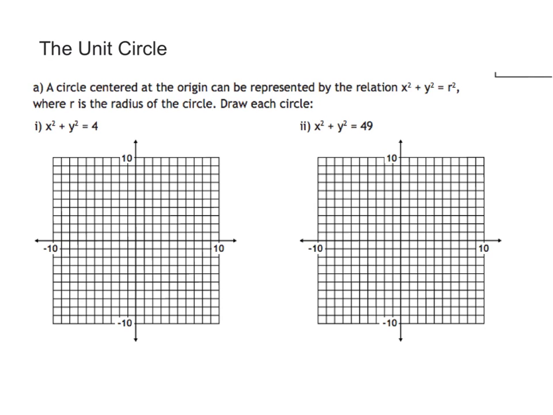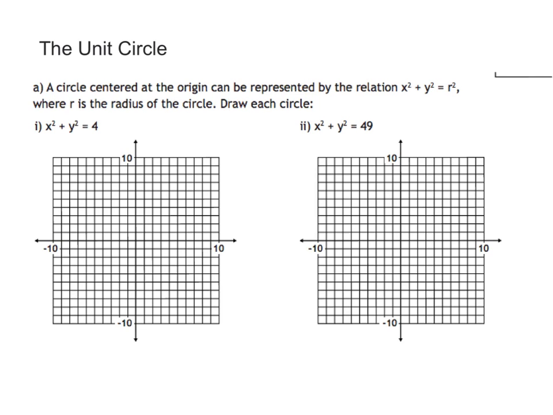We're going to talk about the unit circle today, but just a little bit about circles in general. A circle centered at the origin can be represented by the equation x squared plus y squared equals r squared, where r is the radius of the circle. And then it just asks you to draw each circle.